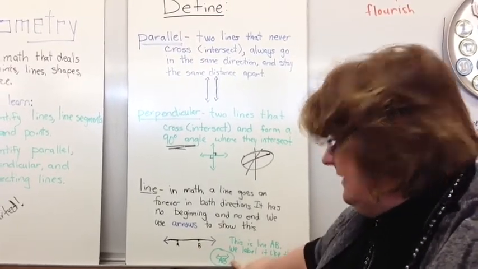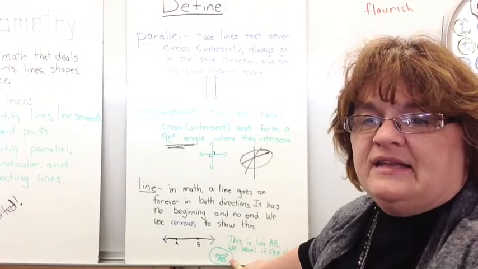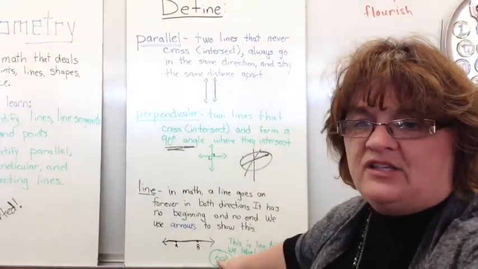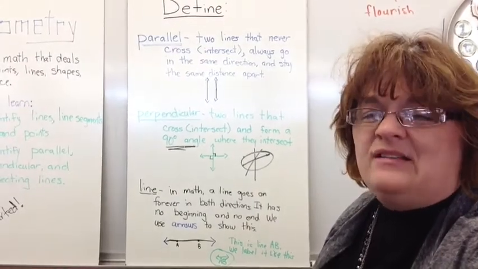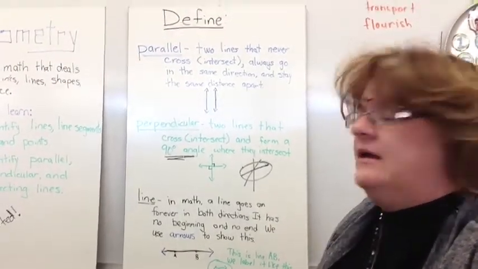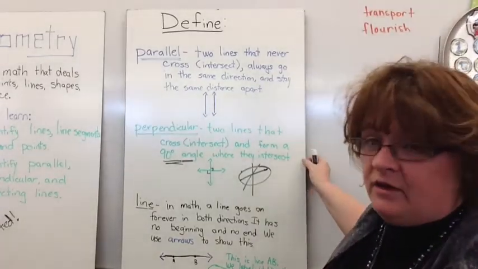We label it like this. It's an A and a B with a line over it and two arrows, one on each side of it. Okay? That is how we label a line in geometry. Now we're going to go ahead and learn a few more definitions.